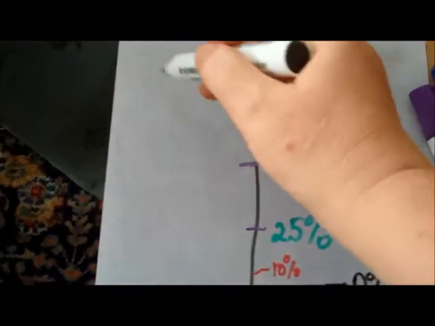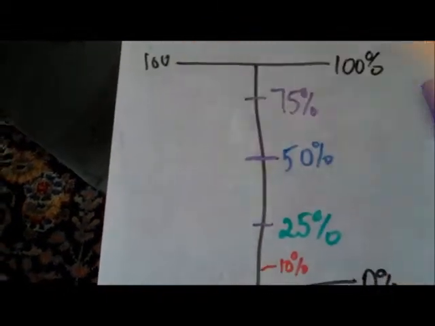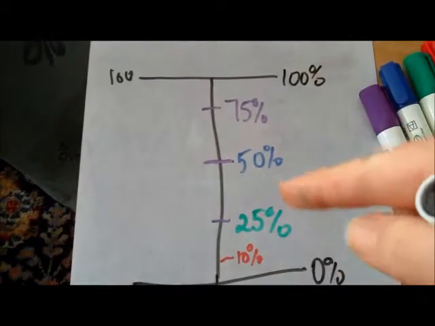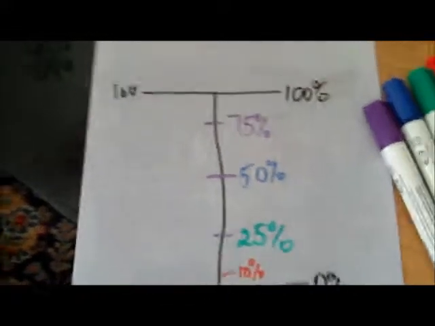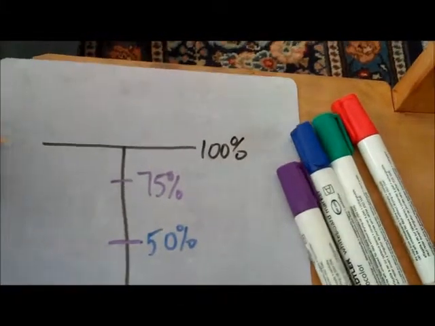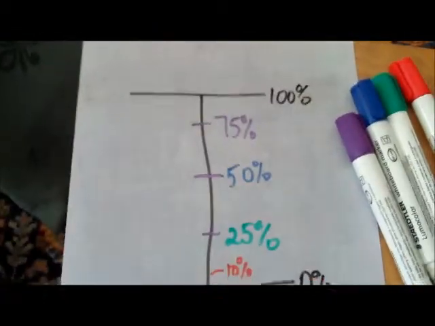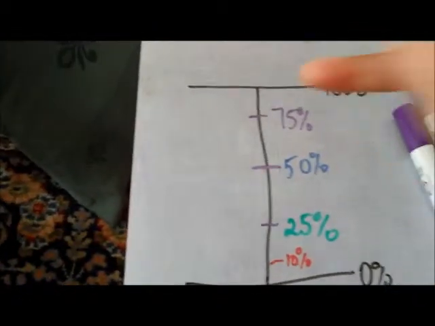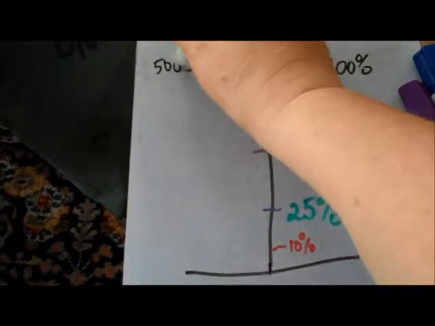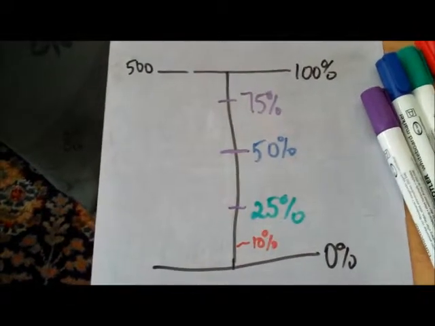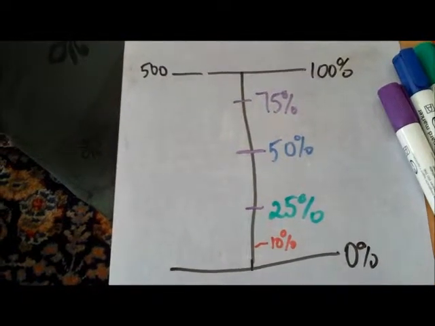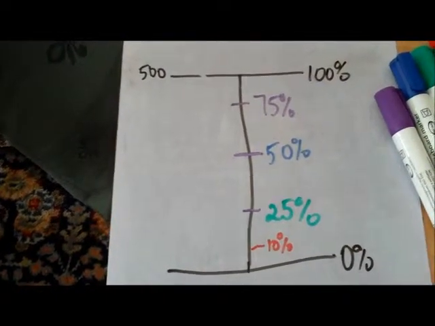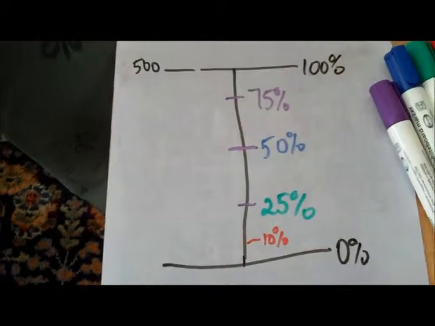If this number is 100, 50% is 50, 25% is 25, 10% is 10. But if this number is different, say you had $500, well, 50% is $250, a quarter is $125. Can you see that it depends on what the value is as to what the percentage will be?